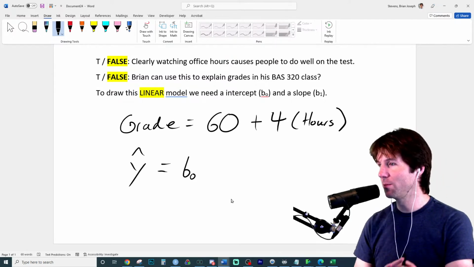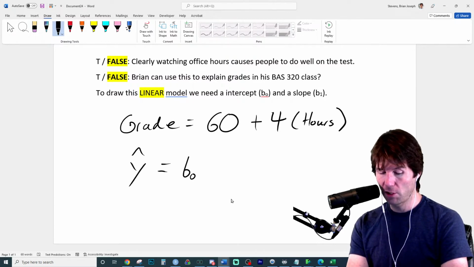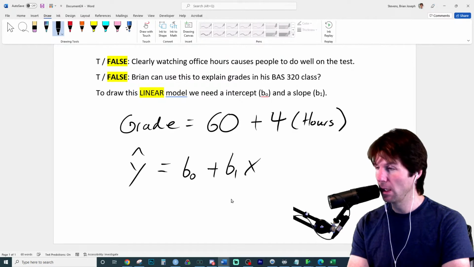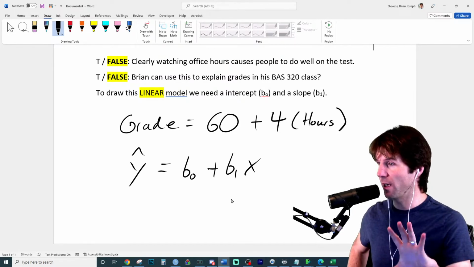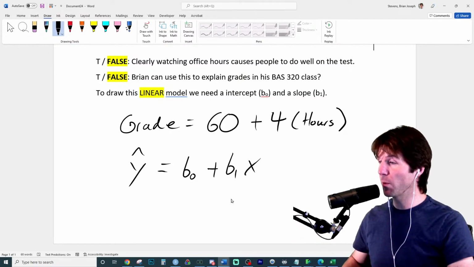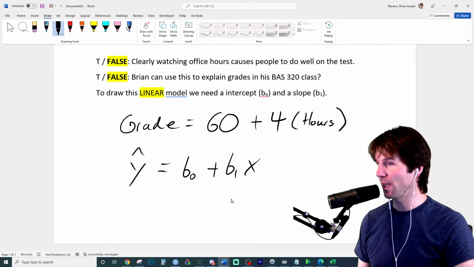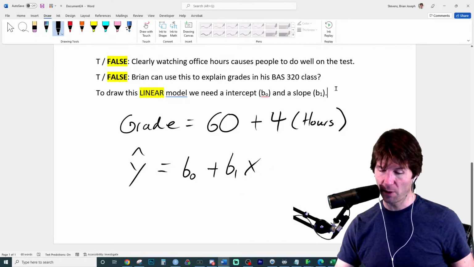Well, there are some students who just don't follow the pattern at all. A student in the class never comes to office hours. Totally fine. Everyone learns at their own pace in different ways. And they make 100 on the test. What is their residual? So let's put that question on the screen right here.